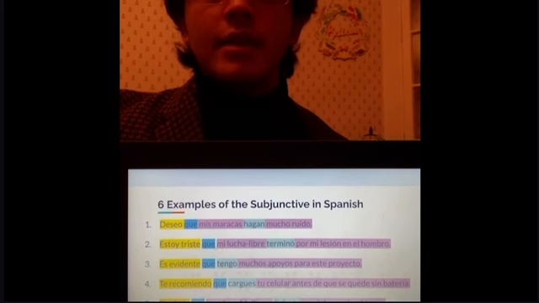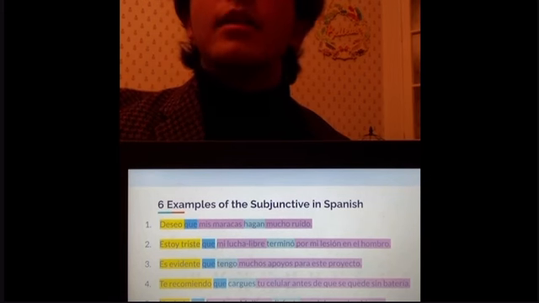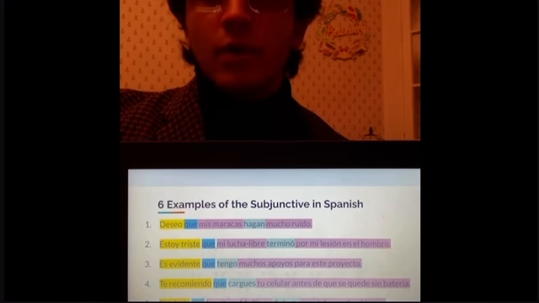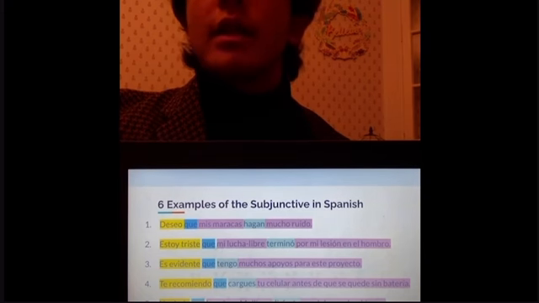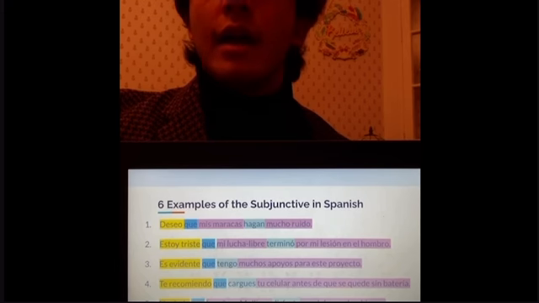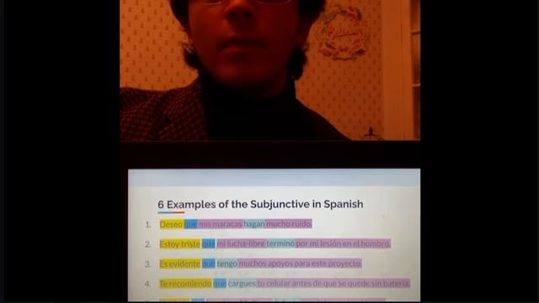Estoy triste is, again, the main clause, que returns as the connector, and mi lucha libre terminó por mi lesión en el hombro is the subordinate clause with terminó in green being the verb. Number 3. Es evidente is the main clause with que again being the connector, tengo being the verb, and muchos apoyos para este proyecto, including tengo after the que, is the subordinate clause.